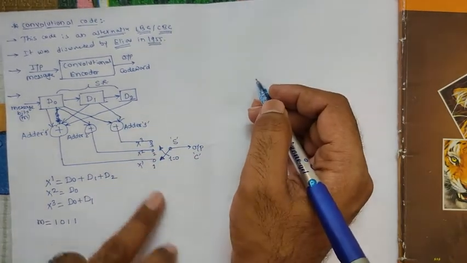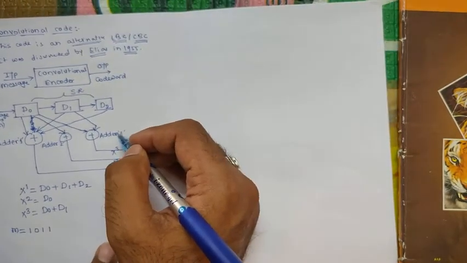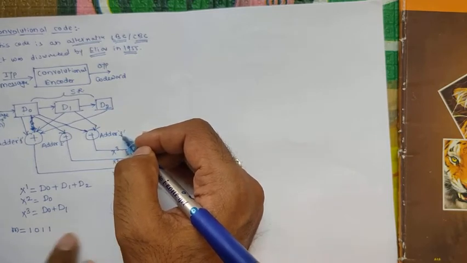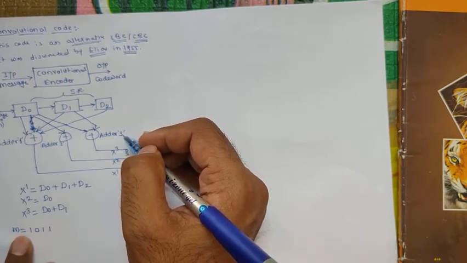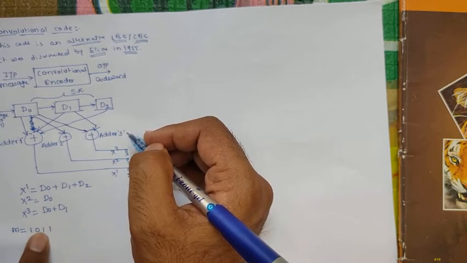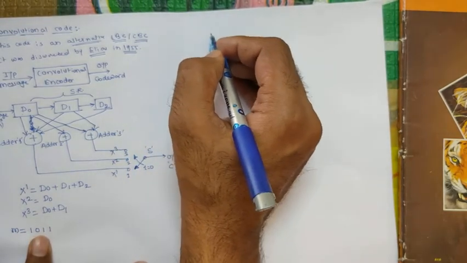Let us now try to understand the operation of this convolutional encoder with the help of one input, that is m equal to 1 0 1 1. So here I am going to prepare one table.